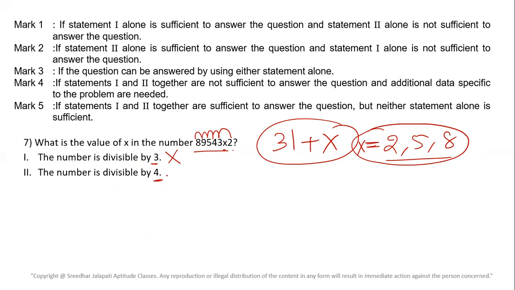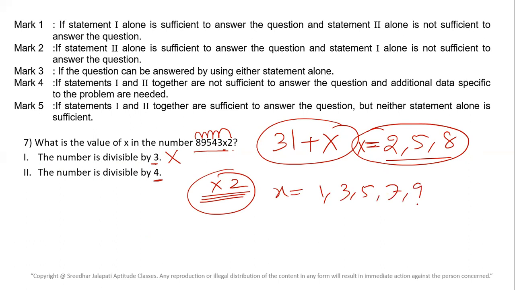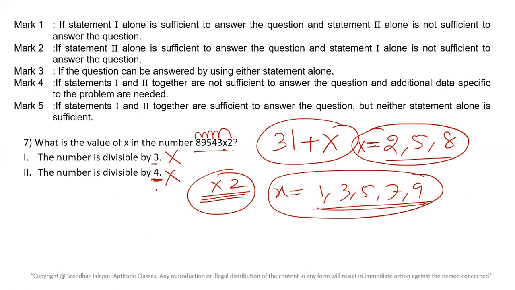Second, the number is divisible by 4. If this number has to be divisible by 4, the last 2 digits, that is x2, have to be divisible by 4. So if x2 has to be divisible by 4, what are the values for x? 1, 3, 5, 7, 9. Again, the second statement is also leading to multiple values. If the number has to be divisible by 4, x can take these many values. Among these, we do not know which. So 2 alone is also not sufficient. When 1 alone is not sufficient, 2 alone is not sufficient.